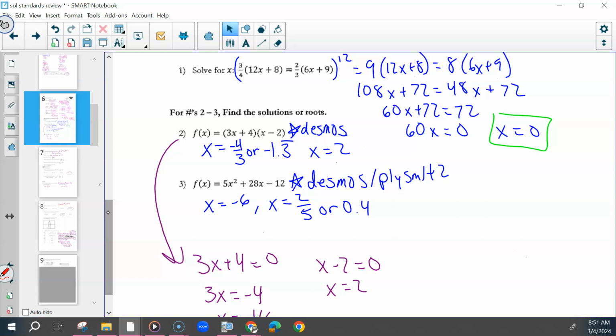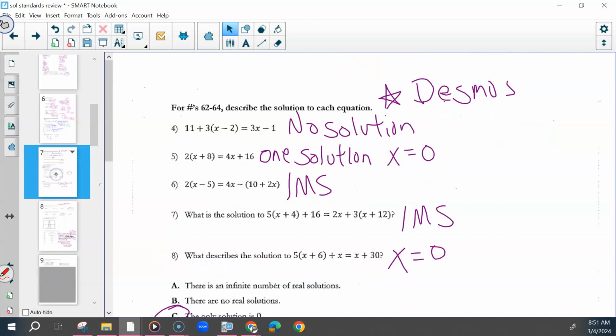And then on the next page, because we're dealing with equations again, you can put these into Desmos. If you put this whole thing in and nothing appears, you have to put each side in individually, and you see that they're parallel lines, so no solution. 5 was 1 solution, x equals 0. 6, again, if you put them in, nothing would appear, but if you put in both sides separately, they would overlap, so infinitely many for 6 and 7.